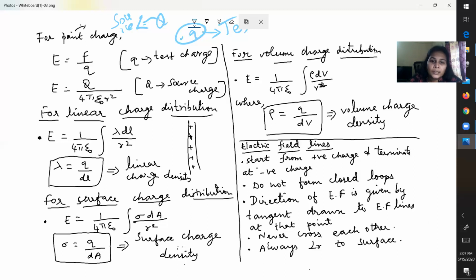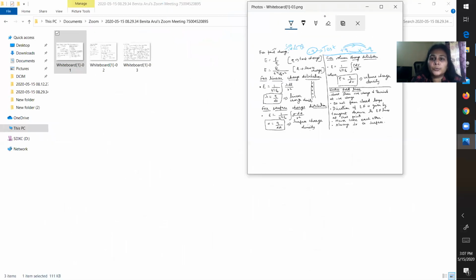Number one, they start from positive charge and they terminate at negative charge. Please remember, electric field lines always start from positive and end at negative. You don't have another loop starting from negative to positive. You understand what I tell? I'll just explain it here. Suppose you have a charge plus Q here and a charge minus Q here. Always the electric field will go from plus Q to minus Q. This is correct, but it will not go from minus Q to plus Q. This is wrong. It will always go from plus Q to minus Q, right? So these things you should know.